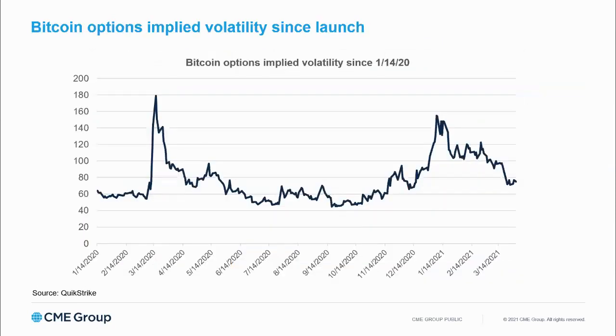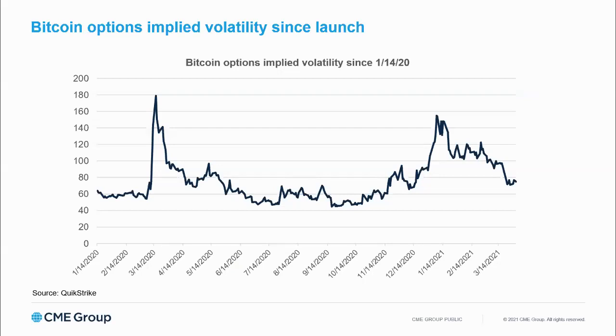Okay, so let's take a look at what the Bitcoin options implied volatility is telling us about the futures price. We launched Bitcoin options back in 2020, and you'll see this graph right here. When we launched Bitcoin options, the implied volatility was around 60%, and then in March of that year, it spiked up to 180%.